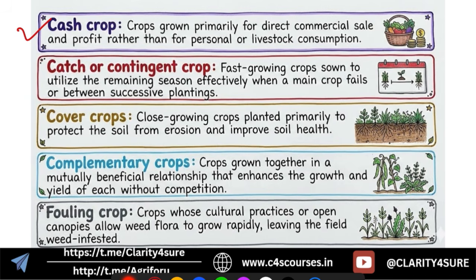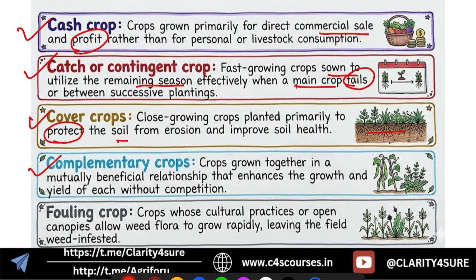The next is the cash crop. The crops which are grown primarily for direct commercial sale rather than personal use. That is what a cash crop is, like sugarcane, right? Next is the catch or the contingent crop. It is a fast growing crop sown to utilize the remaining season effectively when the main crop fails or between successive plantings. The next is the cover crop. It is a close growing crop planted primarily to protect the soil. It is like a mulch crop, right? It protects the soil and improves its health.